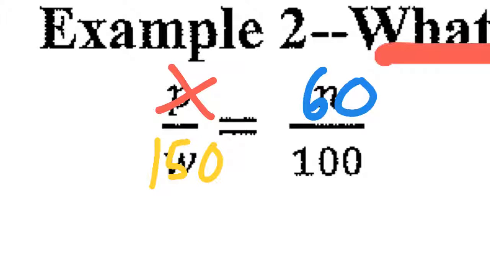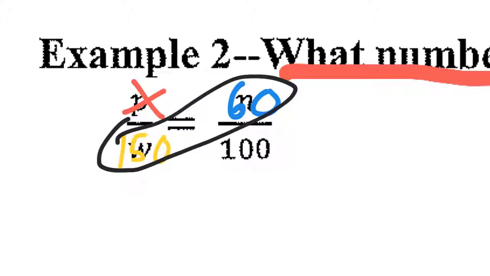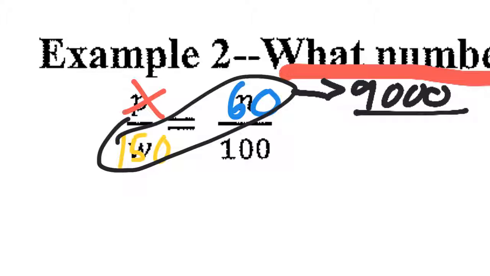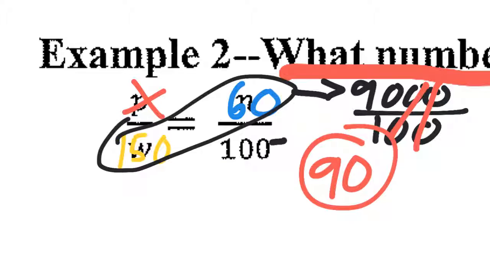So again, cross multiply, divide by the lonely guy. So all I'm going to do is take my two numbers that are diagonal from each other. I would multiply those two numbers and then divide by 100. When I multiply these two numbers, I get 9,000. And I'm going to use that number there, and I'm going to divide by 100. For those that are comfortable with it, you can do the long division if you want to, but these zeros cancel out, and I'm left with 90 over 1. So my number is going to be 90 that I'm looking for.